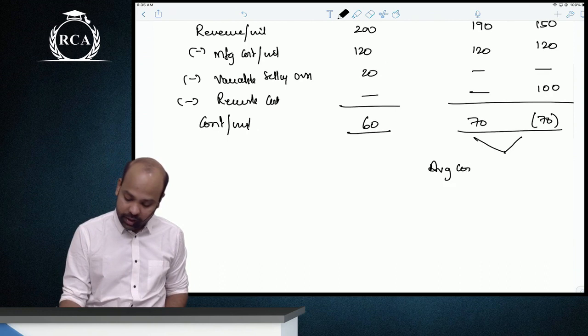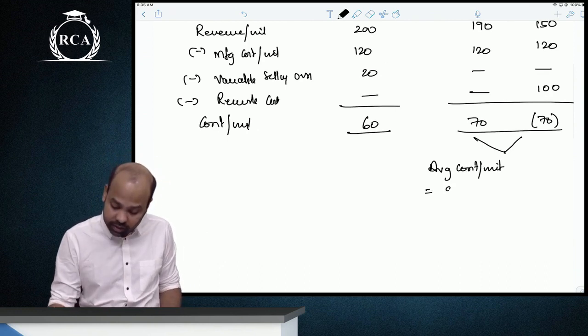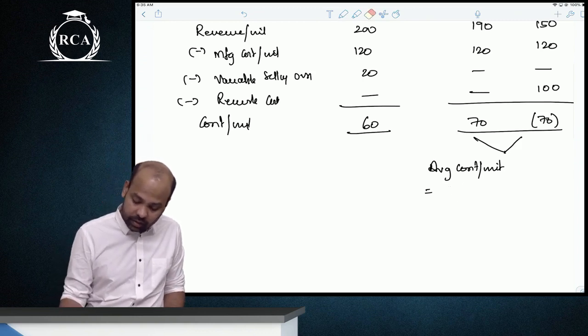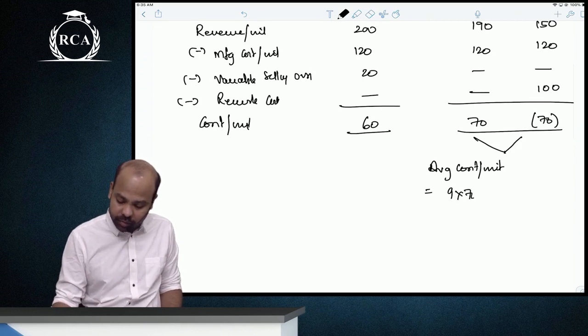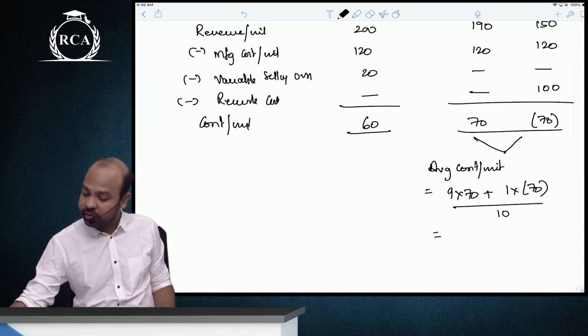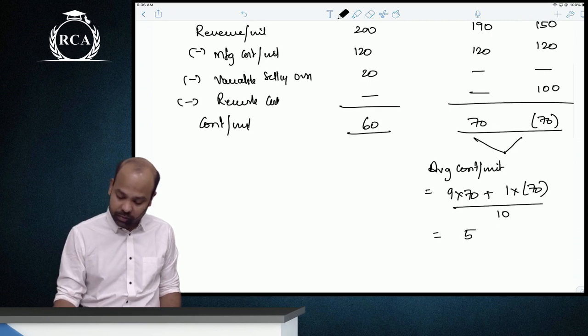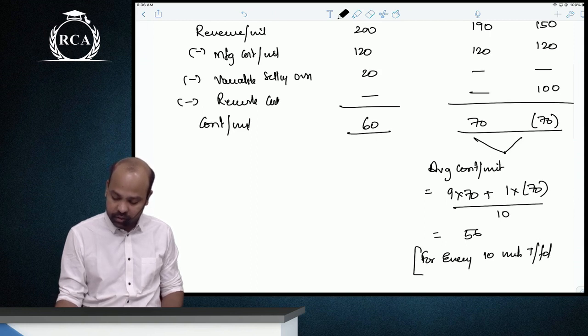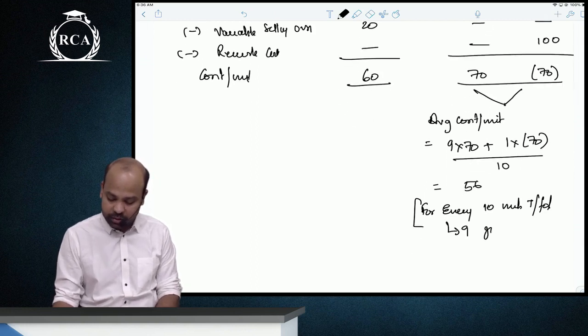Do not forget guys, for every 10 units transferred, 9 would be good units and 1 would be defective. 630 minus 70 divided by 10, 56 rupees. I'm just writing here, for every 10 units transferred, there will be 9 good units and 1 defective.